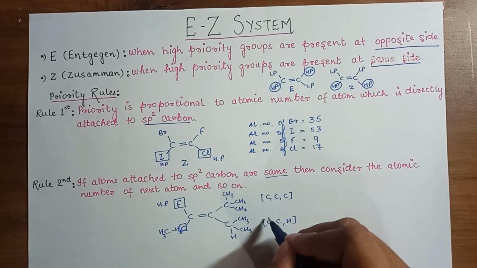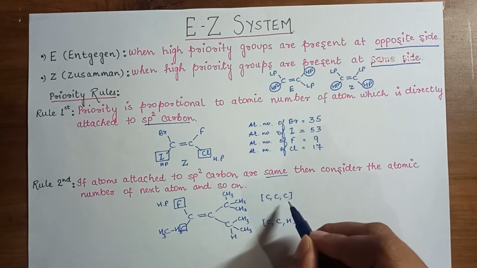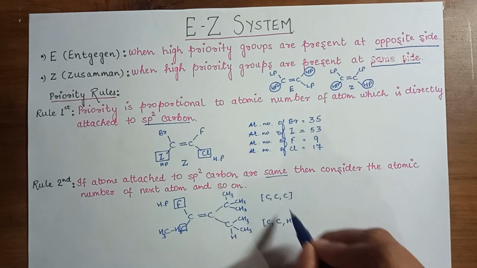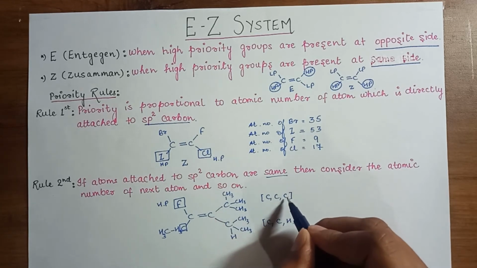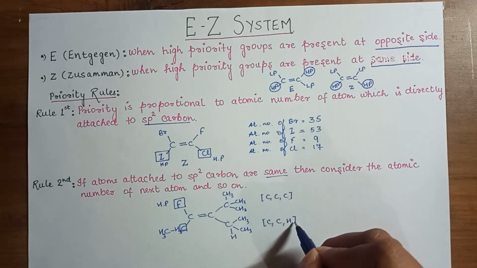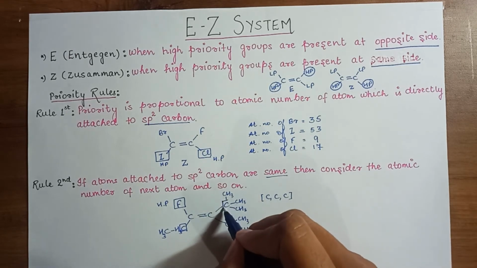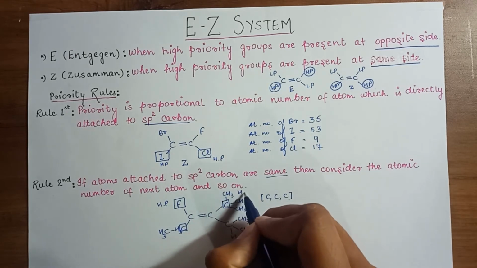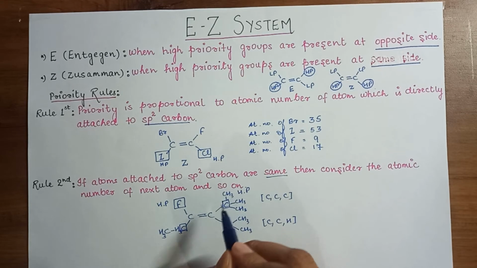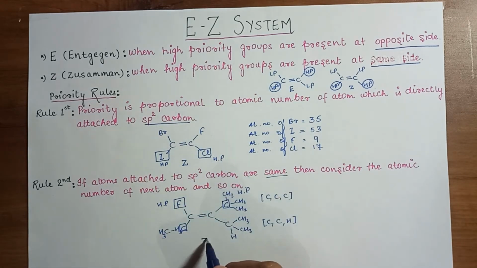So first carbon similar, second carbon similar, but the third, here it is carbon, here it is hydrogen. Carbon atomic number is 6, hydrogen atomic number is 1. So this is my high priority group. So two high priority groups on the same side, so it will be my Z.